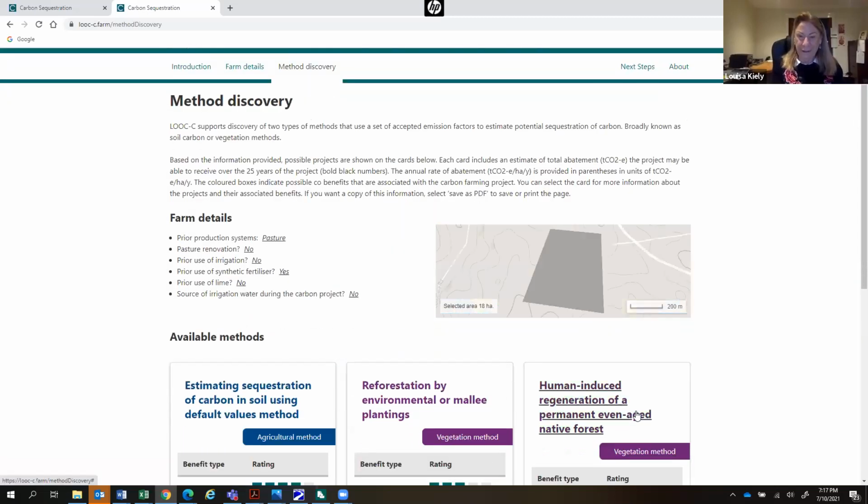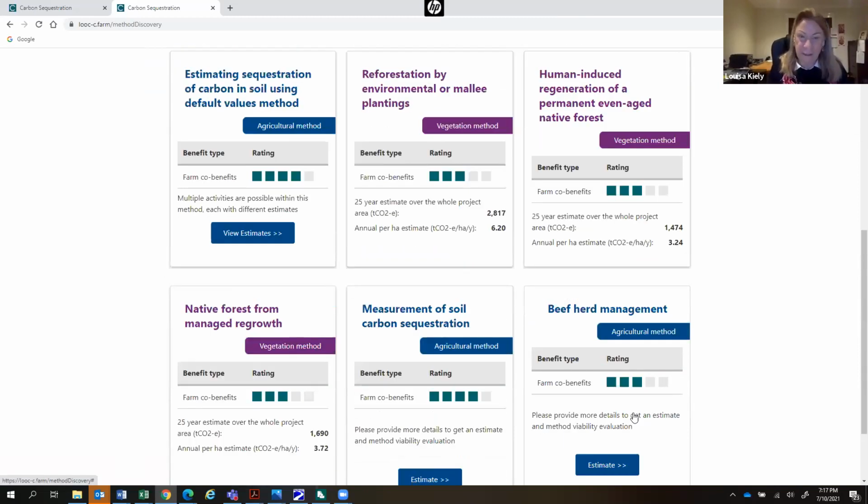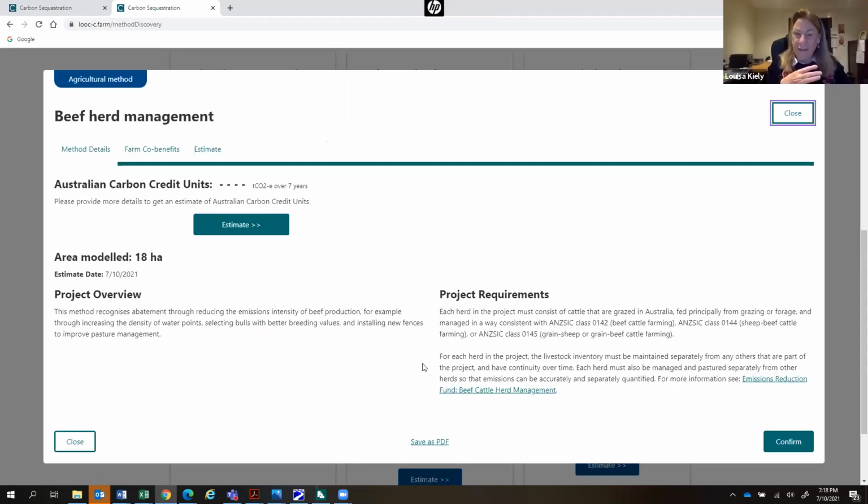Now, just be aware this is a fairly small area. What it's come up with, based on the information provided, is that this area is potentially usable for any one of those methods. Now, therein is a weakness of this look-see, because there is no way that you would make enough money under the beef herd management. And we might even click on that in a minute, just to see. Because for a beef herd management one, you need something like 10,000 head or 7,000.